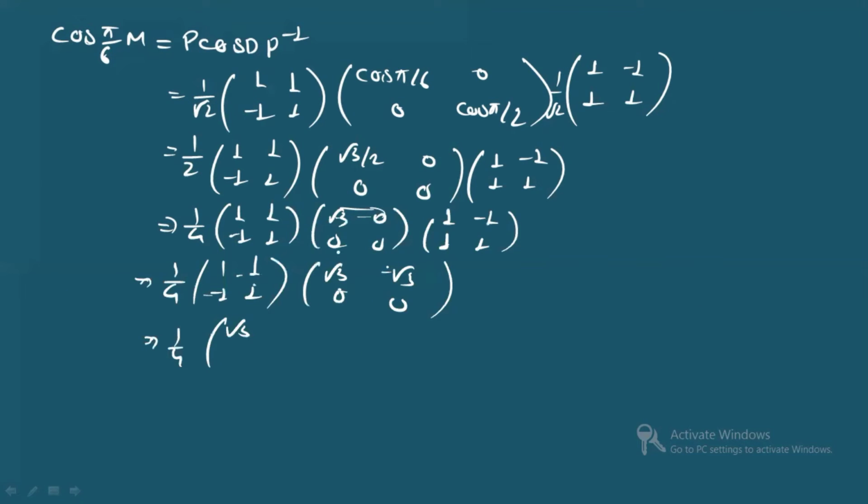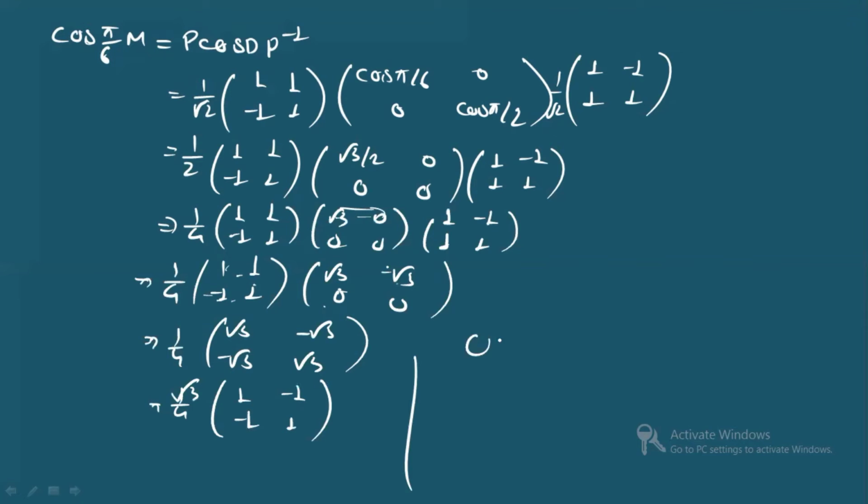1 into 0 is 0. Again, this is minus root 3. 1 into 0 is 0. This is minus root 3. This side 0. Again, this is plus root 3, 0. So just do this. You will take root 3 common here. You will get 1 minus 1 minus 1, 1. All right. So your matrix cos pi m by 6 is equal to root 3 by 4, and it is 1 minus 1 minus 1, 1.